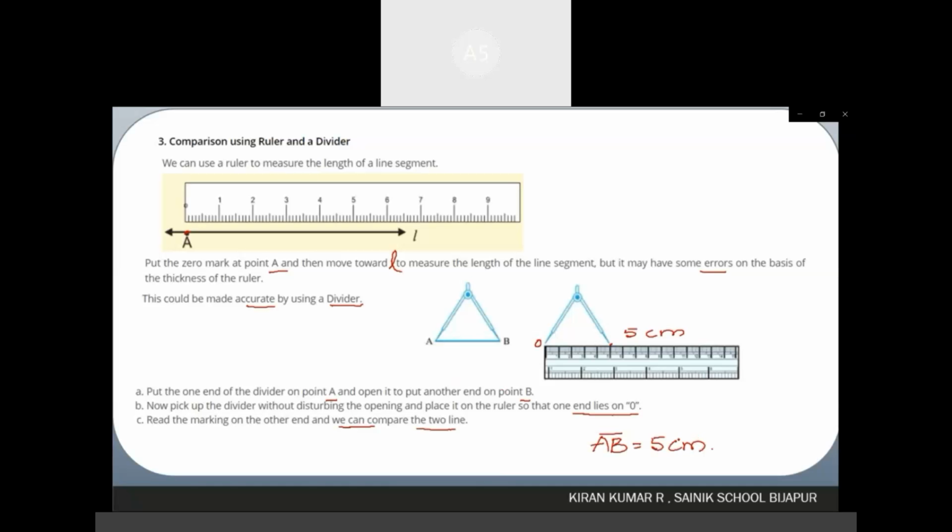This is all about the line segment. At this stage, I would like to revise a concept called line, ray, line segment.